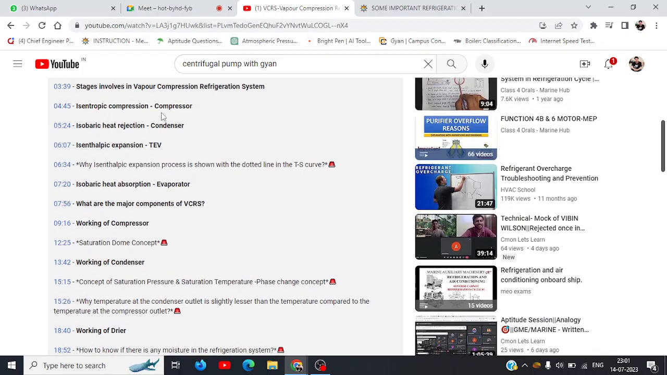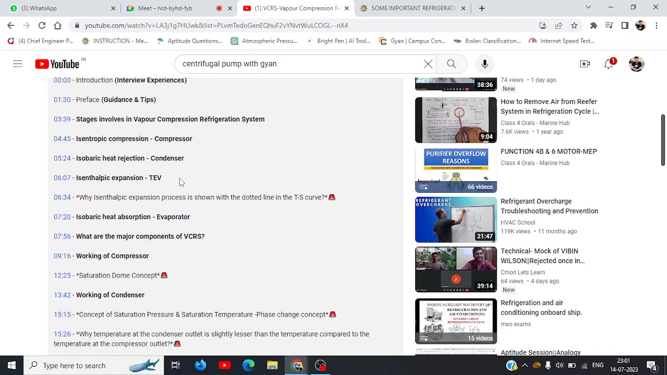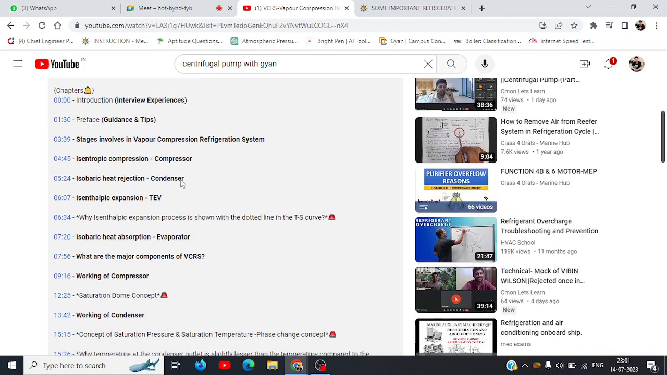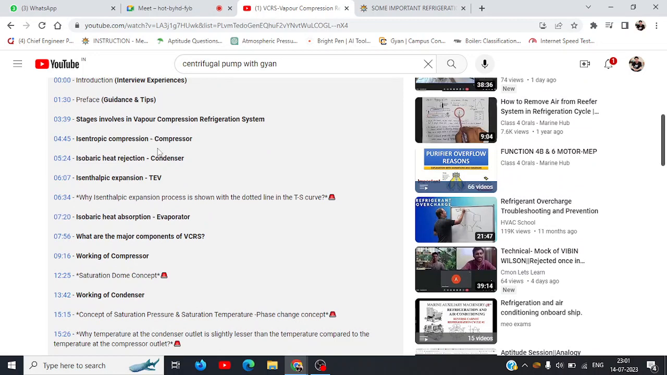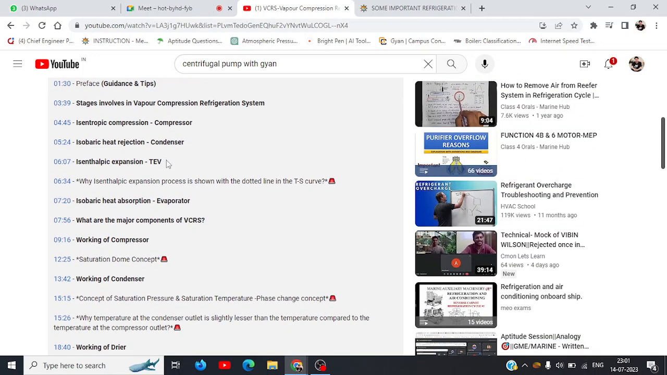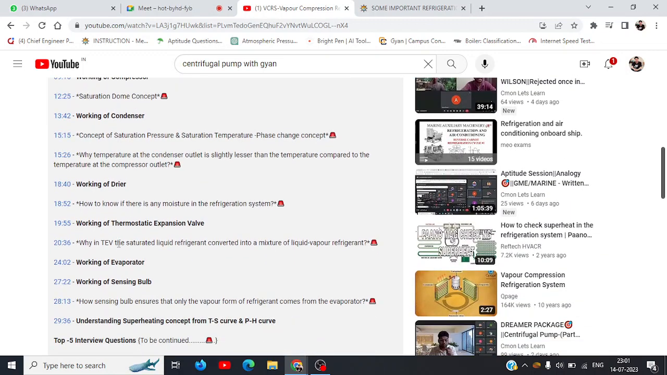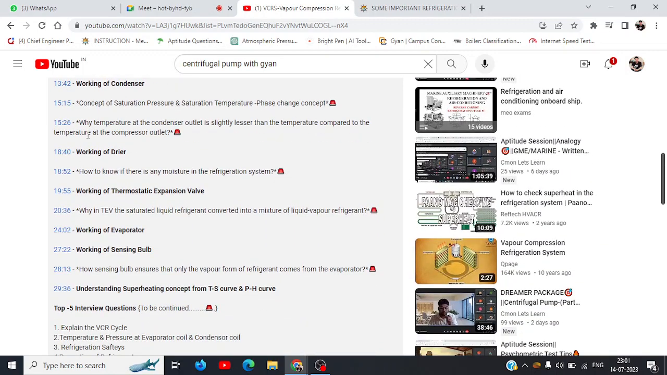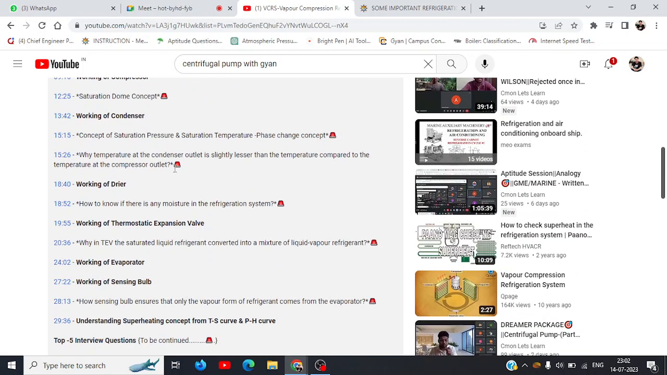And the steps: since it's a VCR cycle, the next discussion session will be on the VCR cycle, and how it works thoroughly. How you should explain, I have also told in the video, and I have bifurcated everything by chapter. What is a sensing bulb, why the working of the evaporator, and every cross question I have also told. This alarm, this red symbol, is a cross question.